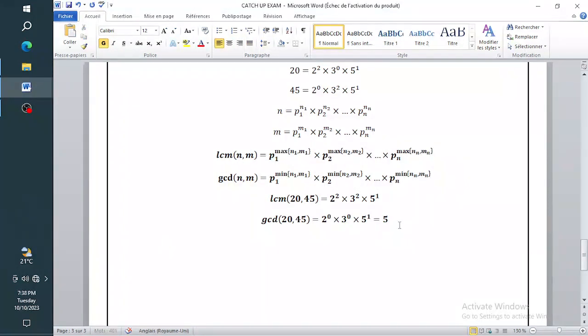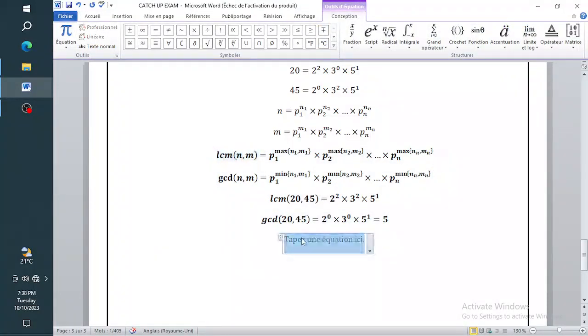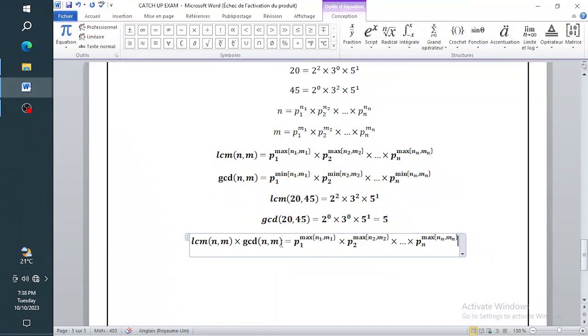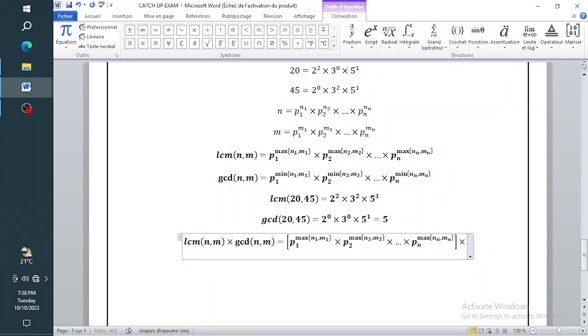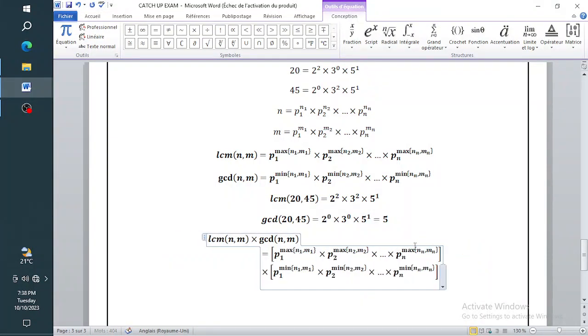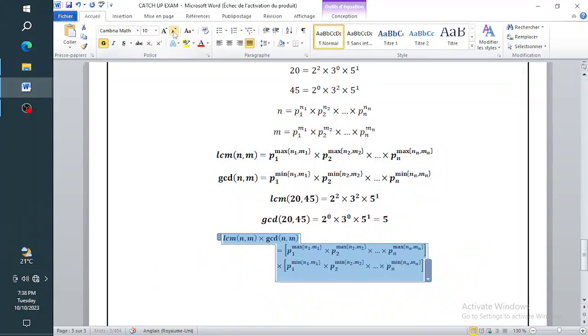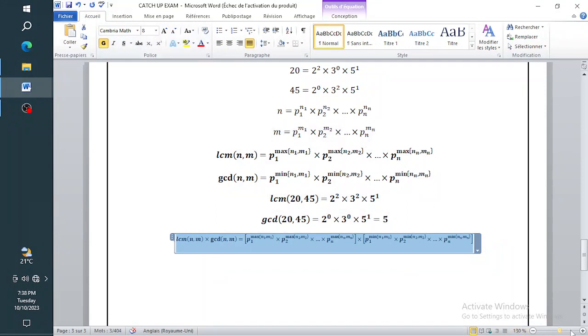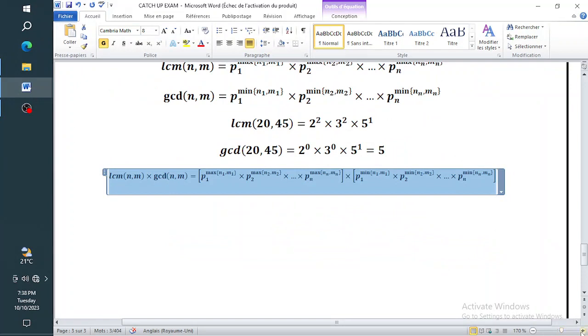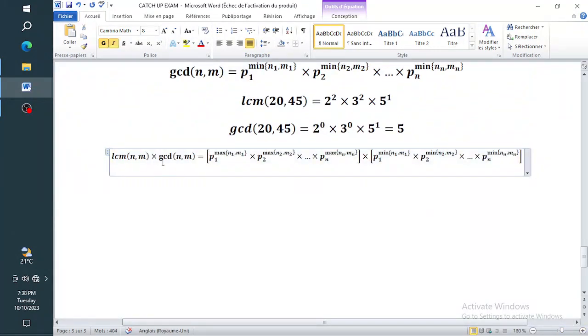So let's just multiply. The LCM of N and M multiplied by the GCD of N and M. I multiply this, and this is the LCM, let me keep it separately, and then you multiply it with the GCD. Here is the GCD. Then we are going to bring like terms together. Let me decrease the size so that it fits. So this is what we have: the LCM times the GCD is equal to this.